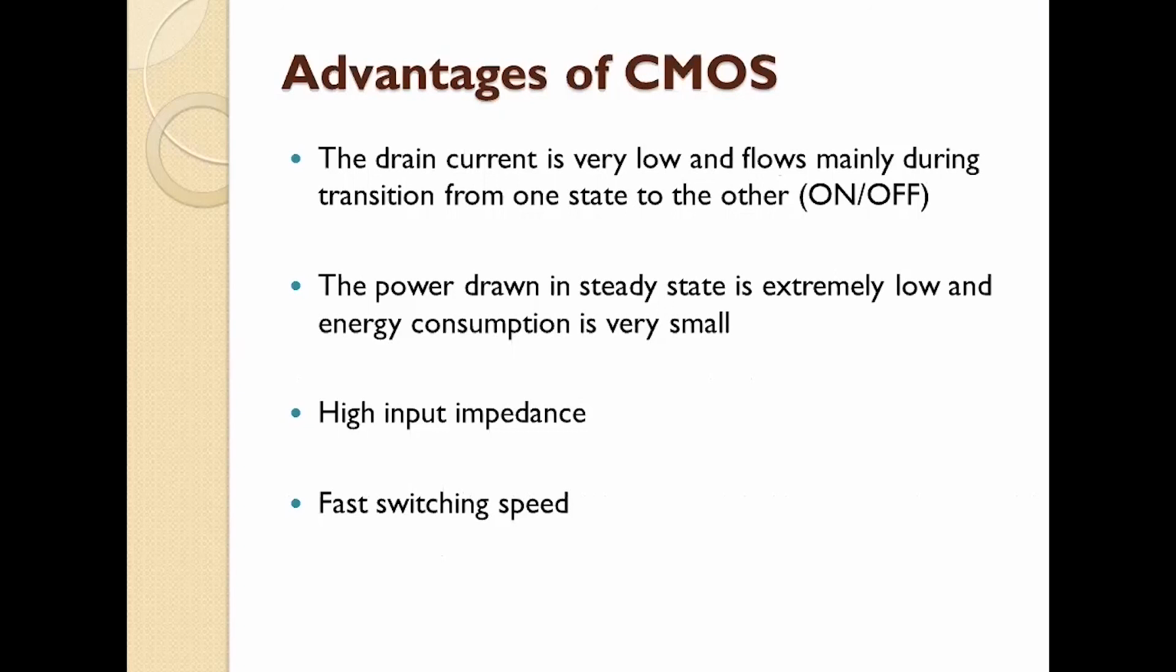The main application of your diode, BJT and FET is switching. So why are we using CMOS? Because of the fast switching speed. Your switching speed is fast for your CMOS. That's why we are using CMOS. Clear? So these are the advantages of CMOS. Thank you.